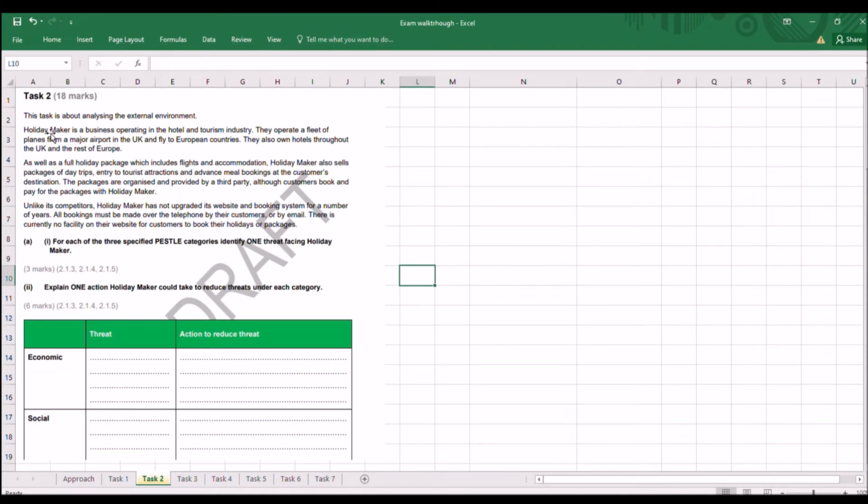Question 2. Okay, so this task is about analysing the external environment, so it's going to be some form of risk question. Let's see what it is. Holidaymaker is a business operating in the hotel and tourism industry. Okay, so we've got tourism going on.